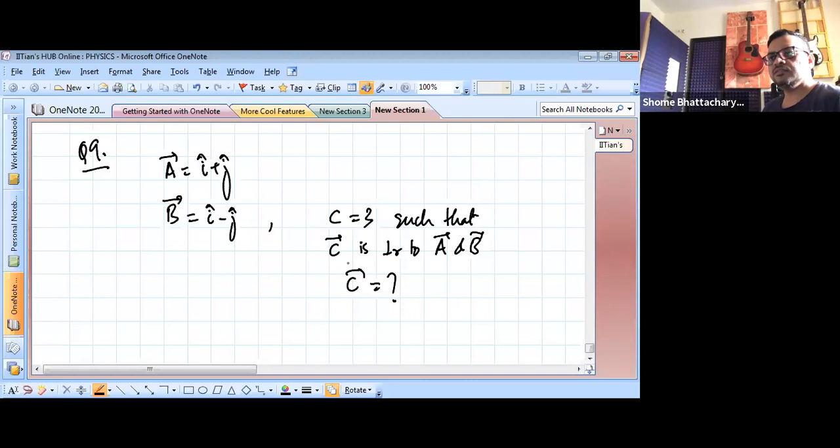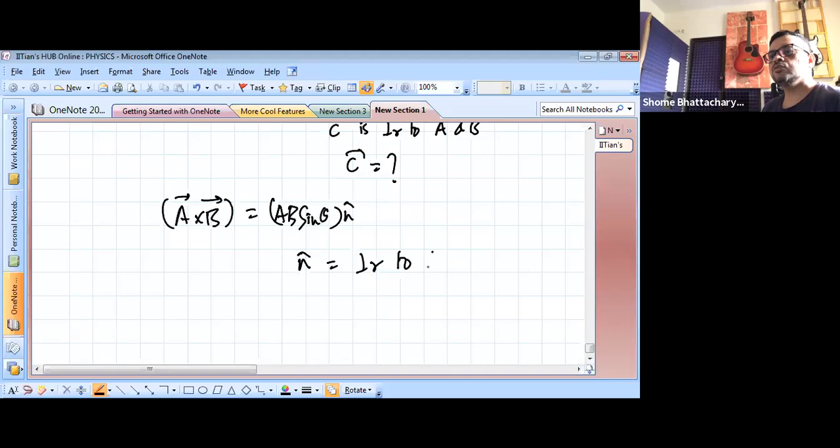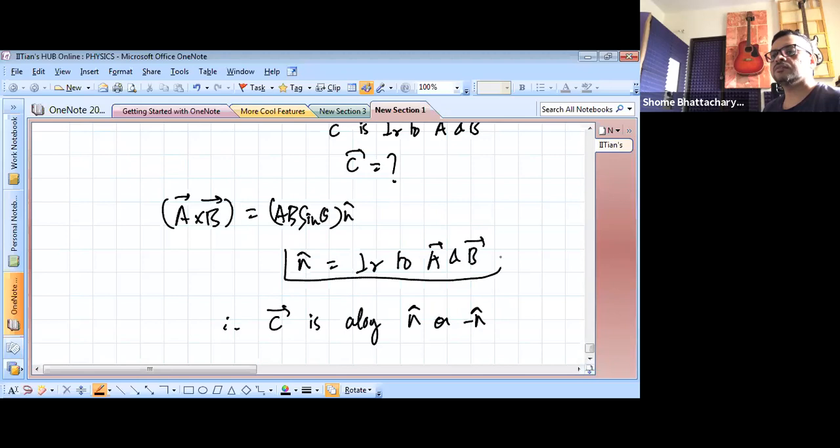So यहाँ पे क्या है? See, if C is perpendicular to A and B, we can make use of the concept of cross product, because you know that A cross B is AB sin theta n cap, where n cap is perpendicular to A and B. So therefore, C is along n cap or minus n cap, okay, because both these vectors have that property.